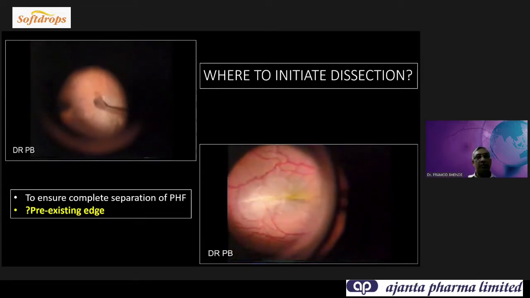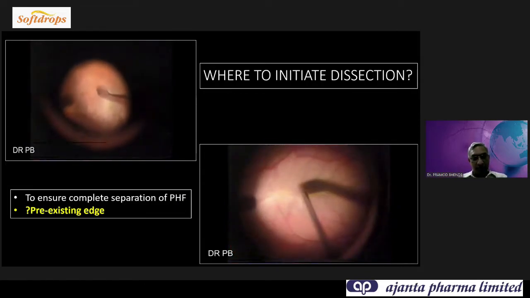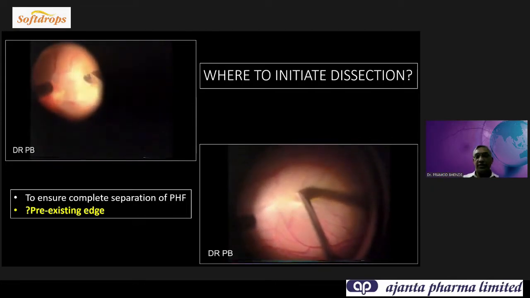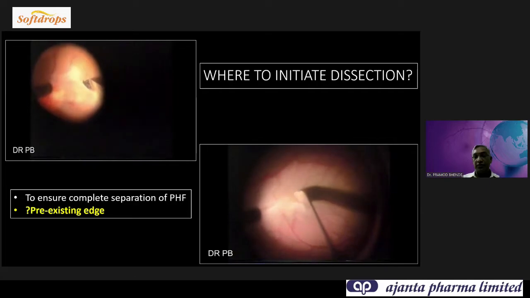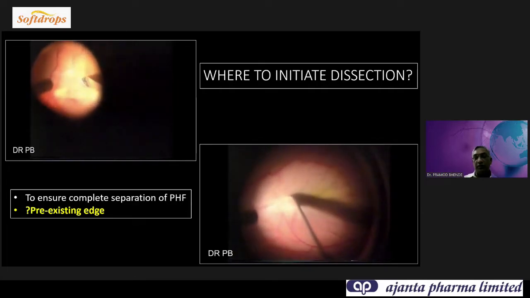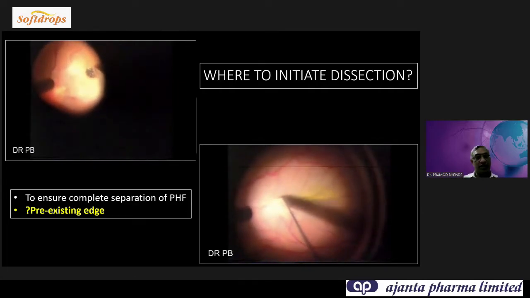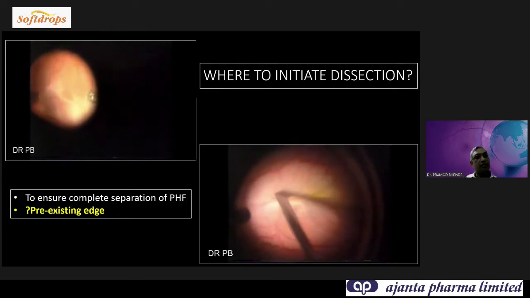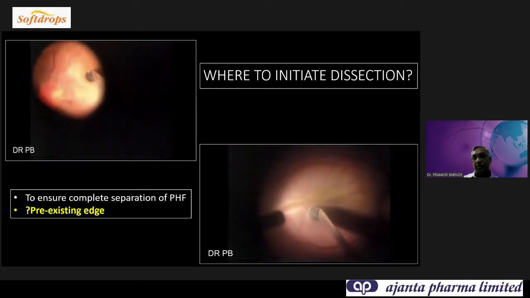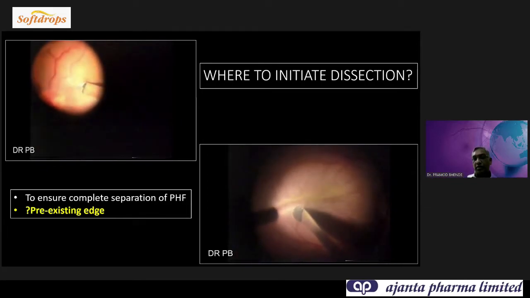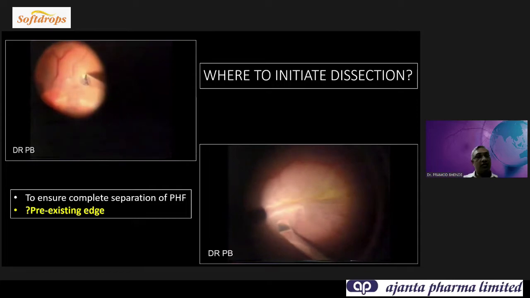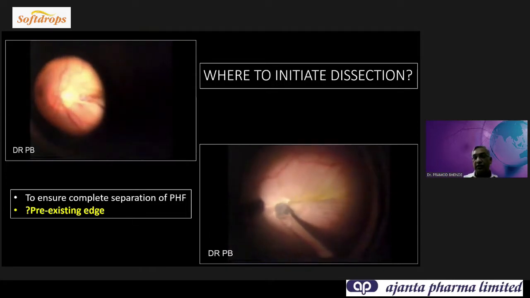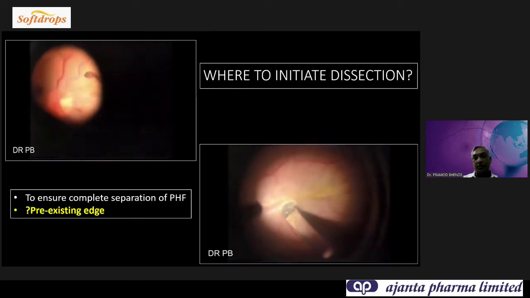Sometimes you are lucky enough to have an edge that you can very easily see. This video is a 20 gauge case. Typically, there was a visible edge, so separation was easier. Once you lift that edge, you can use your forceps to grasp the edge of the membrane and then start peeling it off. So technically, surgery is relatively easy in these eyes.